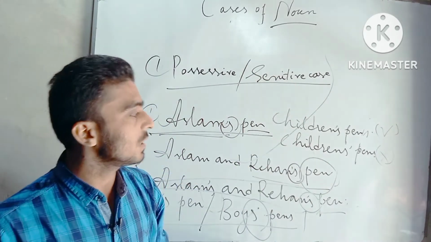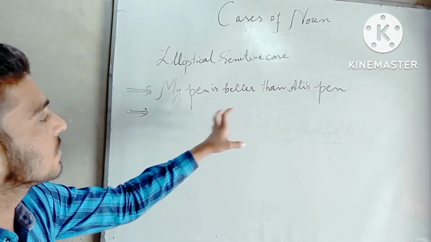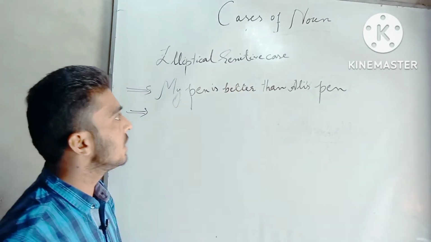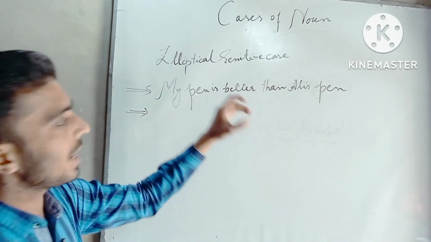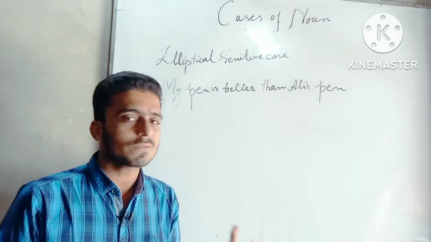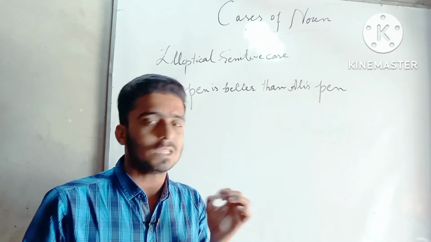Okay, that was the possessive case of nouns, and let's discuss the other kinds. So let's have a look at another kind of possessive case. This is the advanced kind of possessive case, the elliptical genitive case or the elliptical possessive case. So what does this kind of possessive case mean? This means that we should not repeat the main noun or the head noun in the sentence.